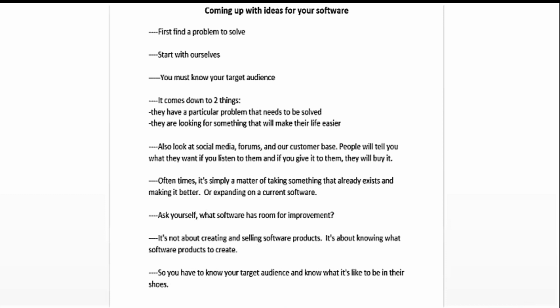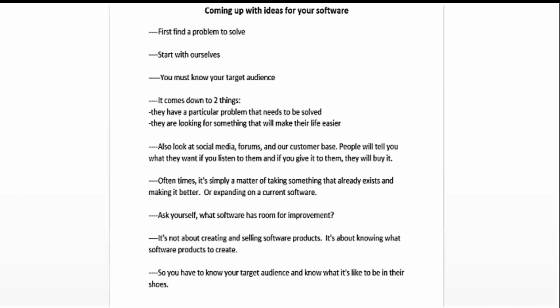Do you have a problem in your business or personal life that can be solved with a software tool? Because let's face it, if you have a problem, I'm pretty sure there's going to be other people out there with similar problems as you. So your problem is not unique to yourself. You must also know your target audience that you plan to sell your software to. So basically, it comes down to two things.